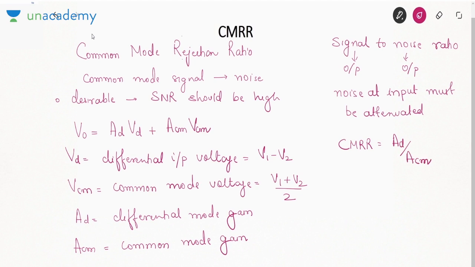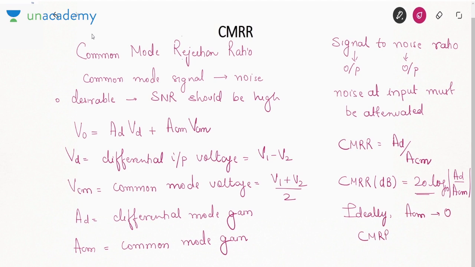Now this ratio should be high, that is, differential gain should be high and common mode gain should be low. This CMRR also can be represented in dB. It will then be 20 log mod of AD by ACM. This log is on the base of 10. So that is your CMRR in dB. Ideally what we want is ACM must be 0 or CMRR must be infinite. That is, the common mode signal should not be amplified, or the common mode signal should not pass to the output.